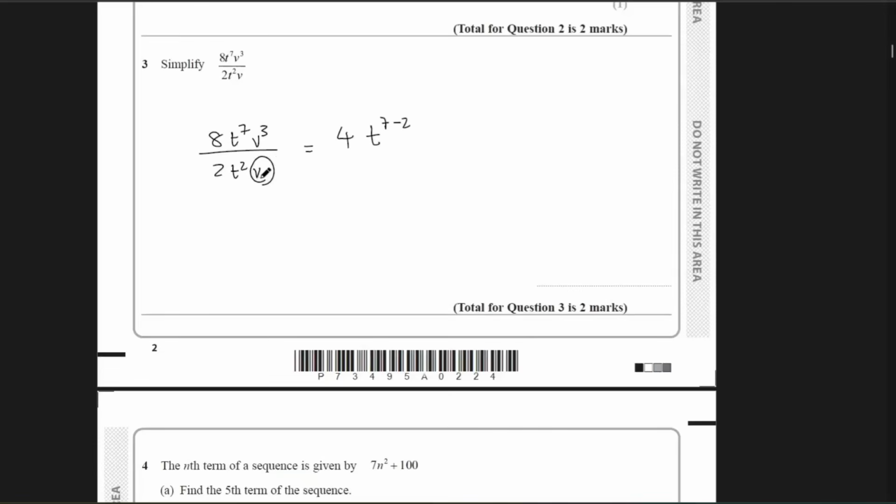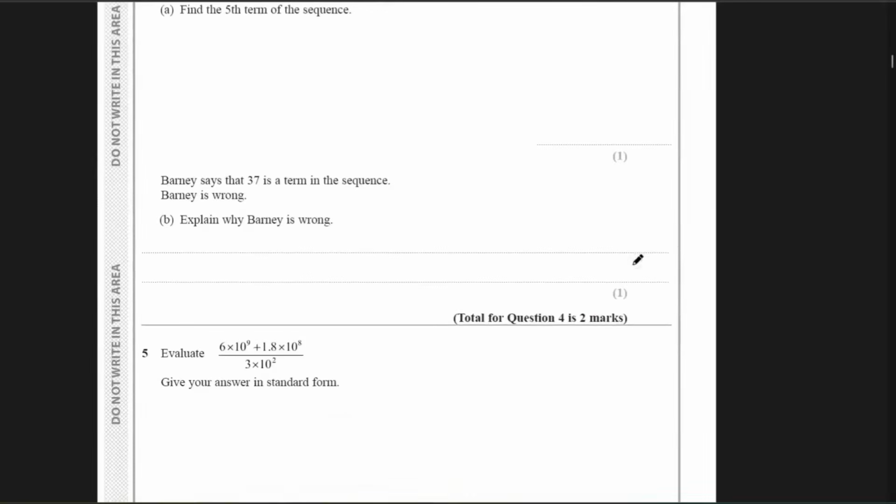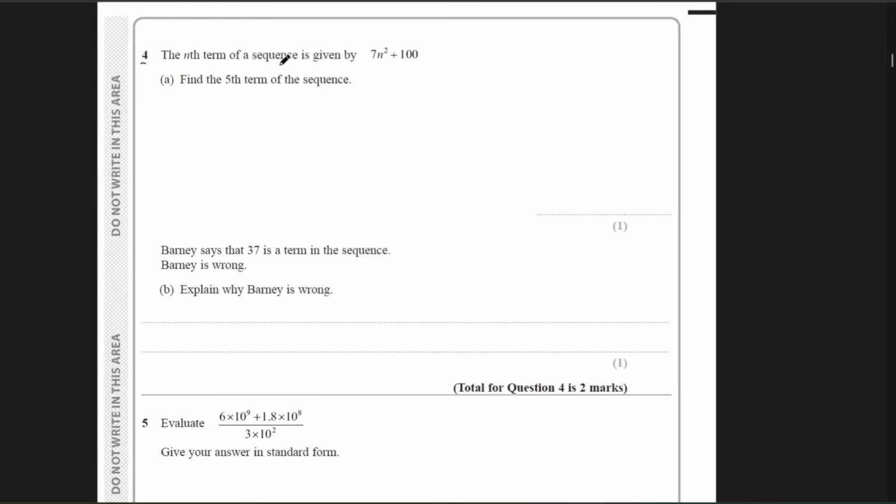Same thing with v. In the denominator, the power is v to the power 1. If we bring it to the top, to the numerator, it'll become v to the power minus 1. Therefore, v to the power 3 minus 1. So this becomes 4t to the power 5 times v to the power 2. That's the final answer. Okay, let's look at number 4. The nth term of a sequence is given by 7n squared plus 100. Find the 5th term of the sequence.